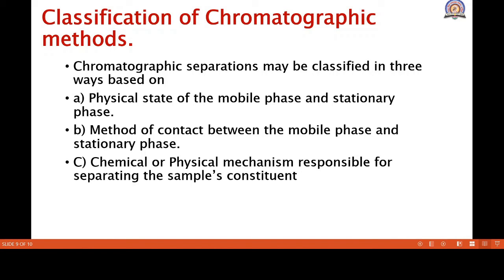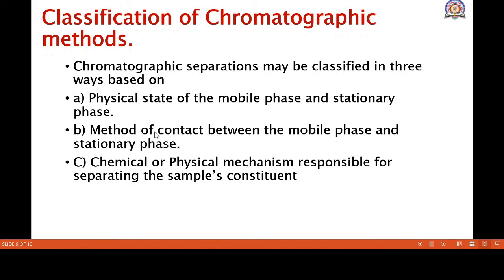Then the next is classification of chromatographic methods. Chromatographic separation may be classified in three ways. The first is based on the physical state of the mobile phase and the stationary phase. The mobile phase is usually a liquid or gas, and the stationary phase, when present, is a solid or a liquid film coated on a solid surface. Chromatographic techniques are often named by listing the type of mobile phase followed by the stationary phase. Okay, so it is nothing but the physical state of the mobile phase and the stationary phase.